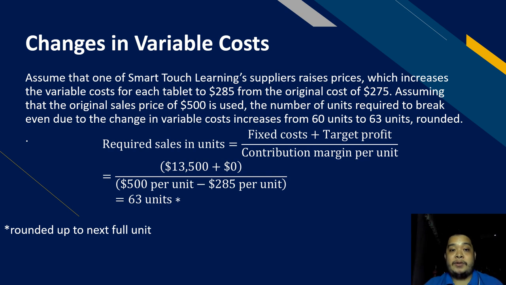So what happens? An increase in variable cost decreases the contribution margin. And with that, what happens? With decreased contribution margin, you have to sell more to recover the same amount of fixed cost. And so, in this case, the break-even point increased to 63 units.